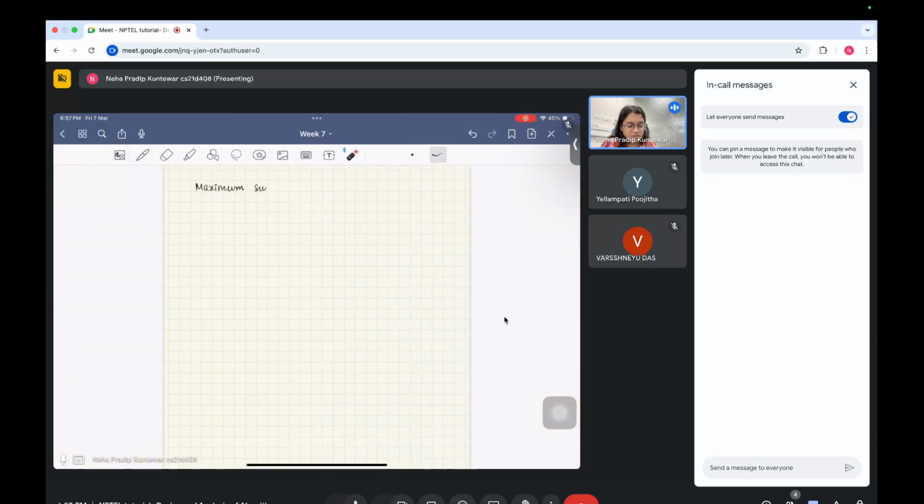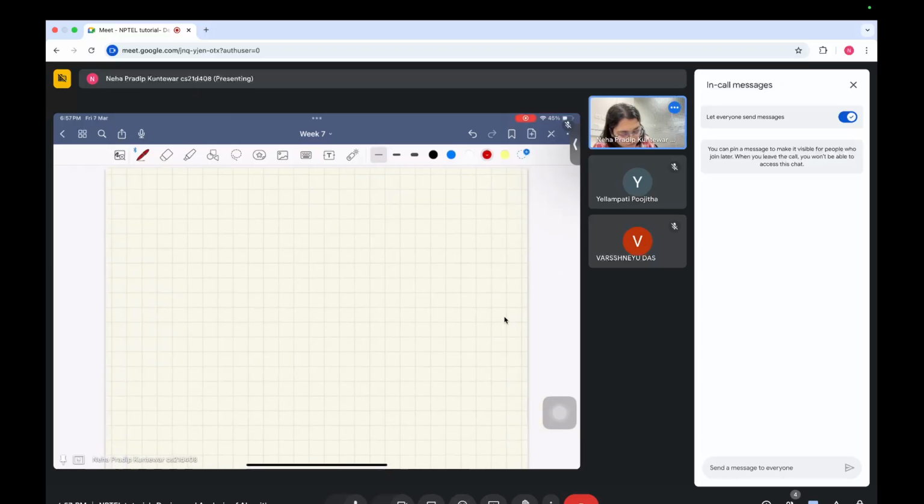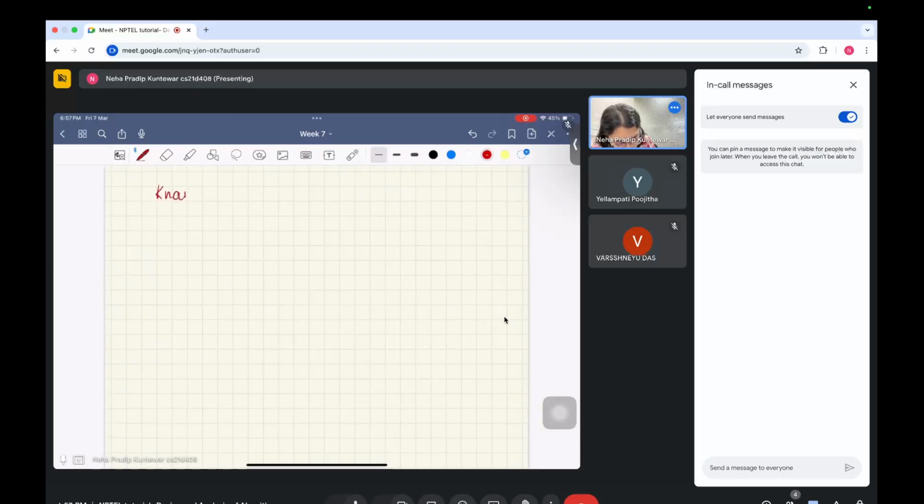It's called the knapsack problem. Let me write the problem. So this is called the knapsack problem. And what does the problem say? You basically have some n objects. So you have item 1, 2, 3, 4, all the way up to n, and there is some value that is associated with each object.